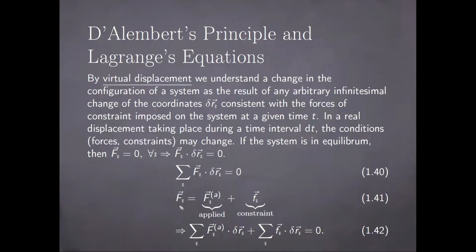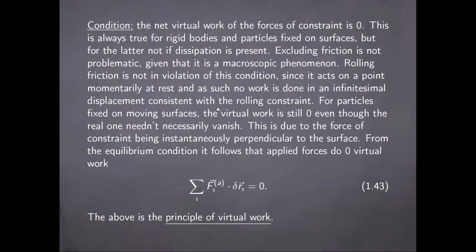And if we further decompose the force into the applied component and the component arising from constraints, we can write this equilibrium condition as a sum of two terms. We impose that the net virtual work of the forces of constraint is zero. This is always true for rigid bodies and particles fixed on surfaces, but for the latter not if dissipation is present. Excluding friction is not problematic, given that it is a macroscopic phenomenon.